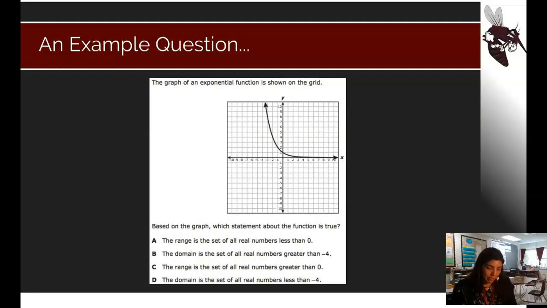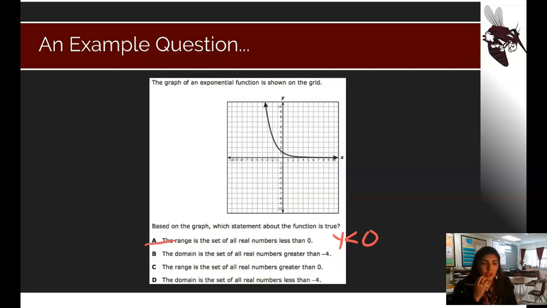This one says the graph of an exponential function is shown on the grid. This one doesn't have endpoints. It says based on the graph, which statement about the function is true. Okay, and then it gives us some in words. We can translate these to math. It says the range is the set of all real numbers less than 0. So range is less than 0. Does it all appear down here less than 0? No, that's not true. So we're not going to choose that one.